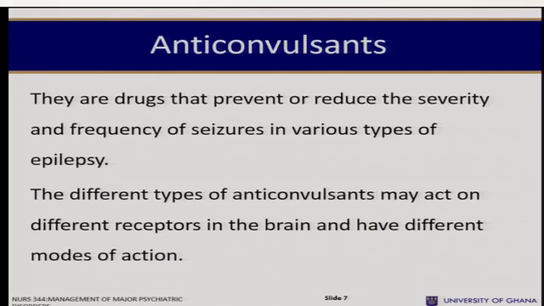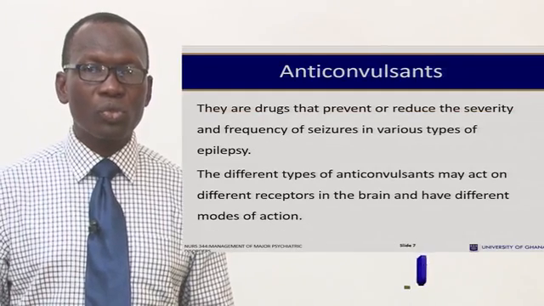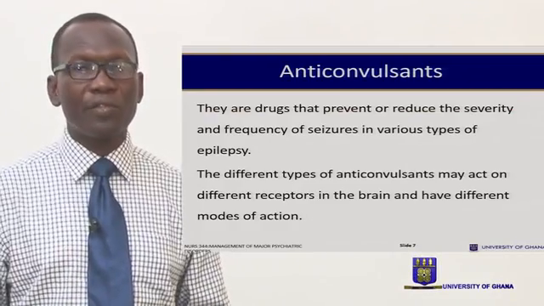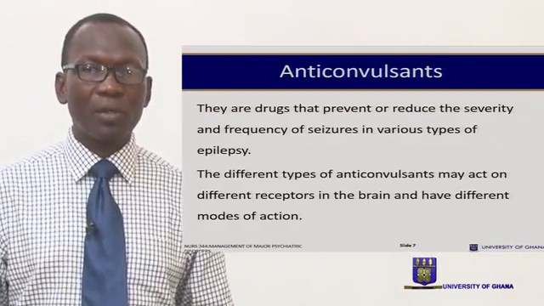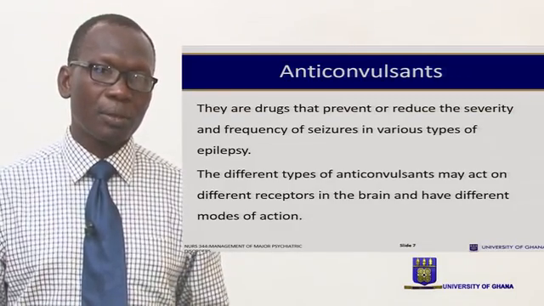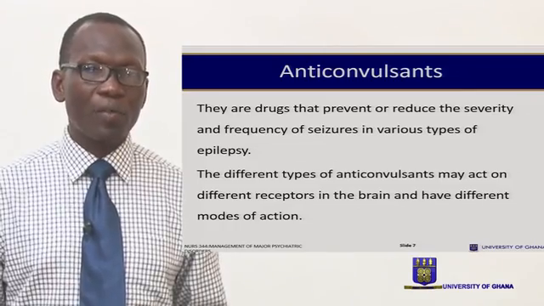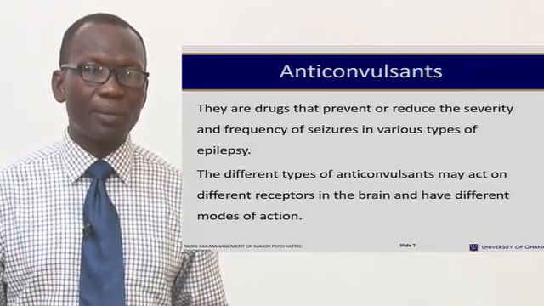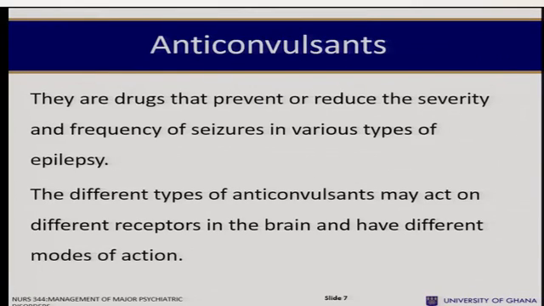We start with the anticonvulsant drugs. They are drugs that we use to prevent or to reduce the severity and frequency of seizures in various types of epilepsy. The different types of anticonvulsants may act on different receptors in the brain and have different modes of action.